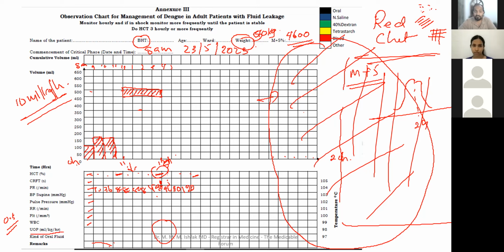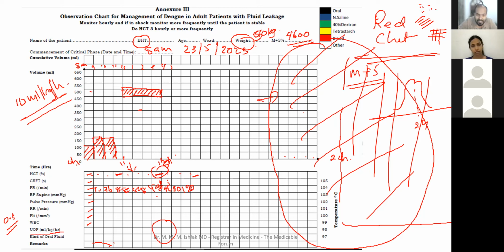You definitely don't go back to, okay, now the shock has improved, let's continue 100 cc per hour. You don't do that. Now this is 10 ml per kg per hour. Then you reduce it to 7.5 ml per kg per hour. Continue it for around 1 or 2 hours. Then you go for 5 ml per kg per hour. Continue it for a few hours. Then you go for 3 ml per kg per hour. Continue for a few hours. Then finally you go into the maintenance phase.